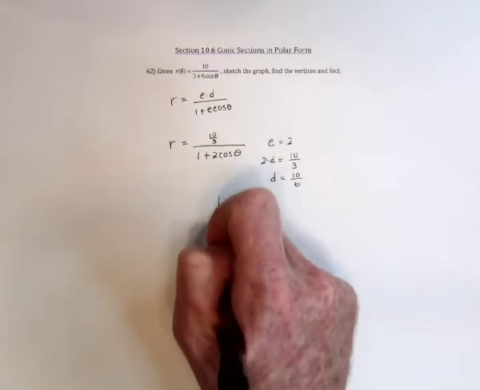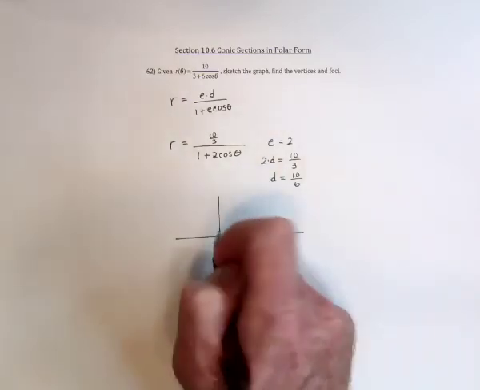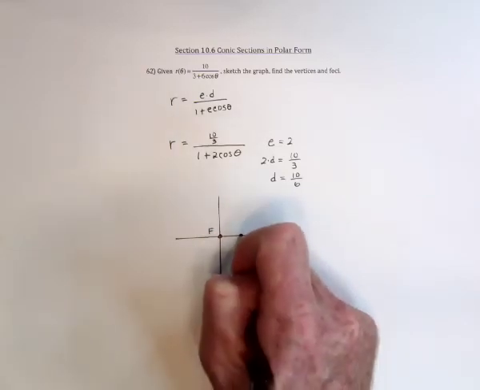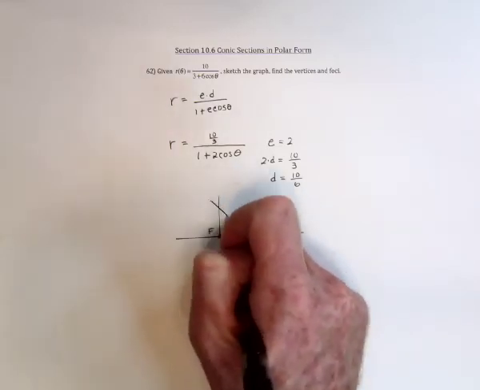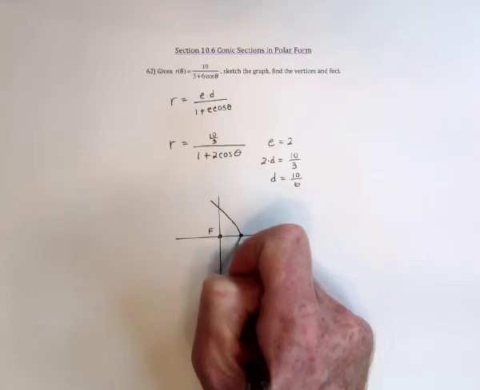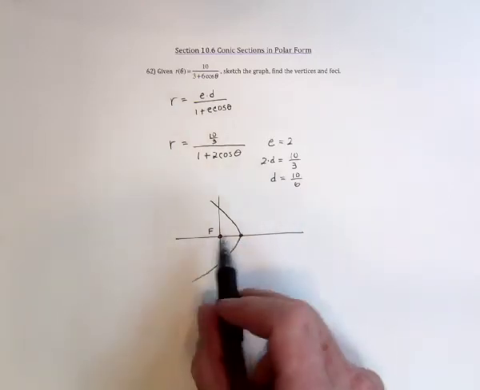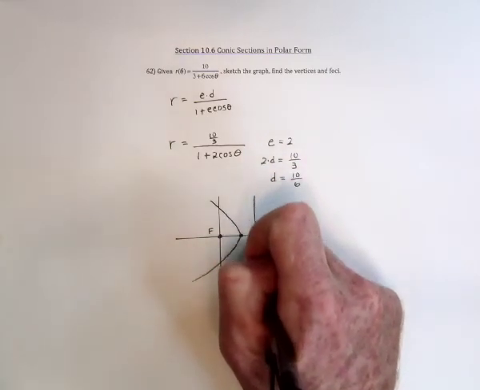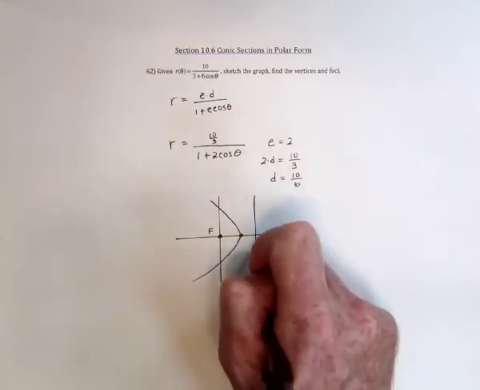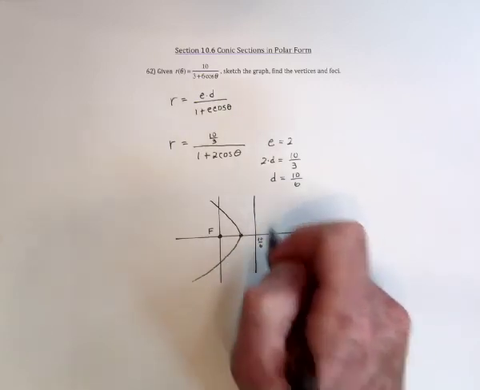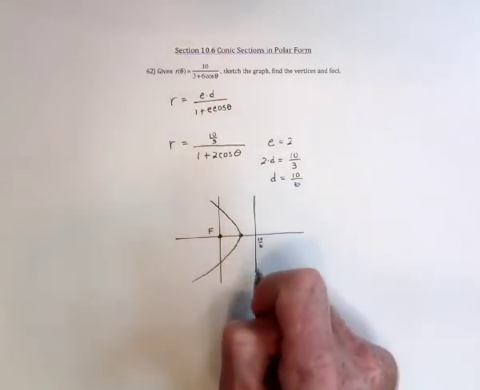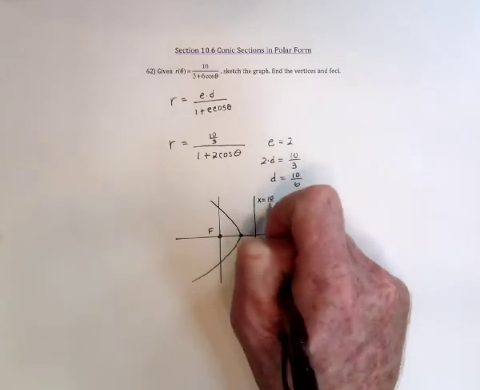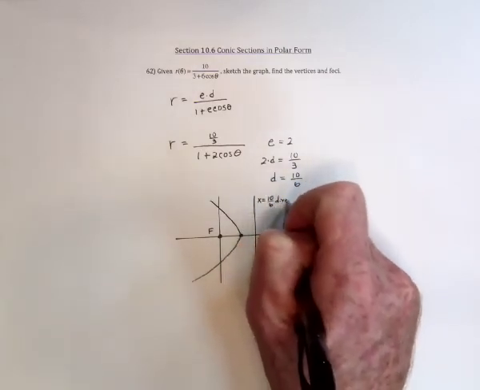So if you draw the picture, right here is a focus point, then we'd have the vertex and one branch would be going like this. And then if you go from the focus point to where the directrix is, that's a length of D, so 10 sixths. So in other words, this vertical line right here, which is x equals 10 sixths, is the directrix.